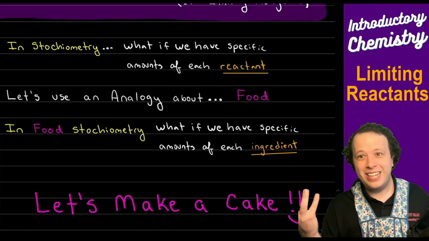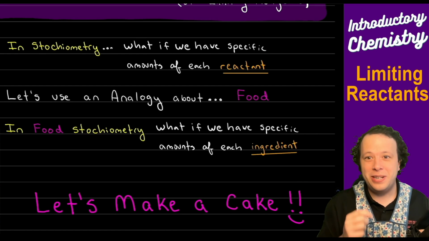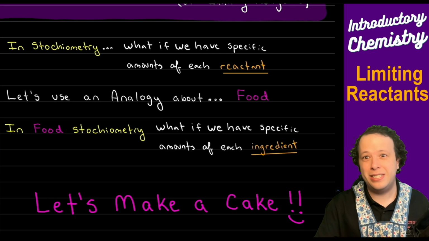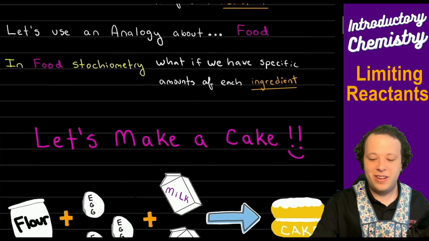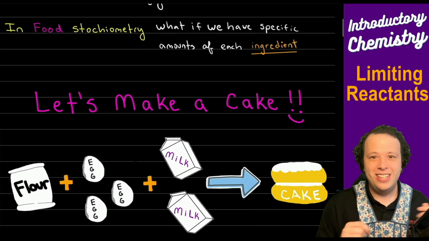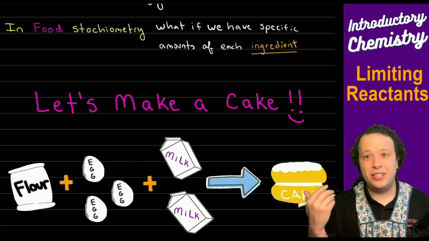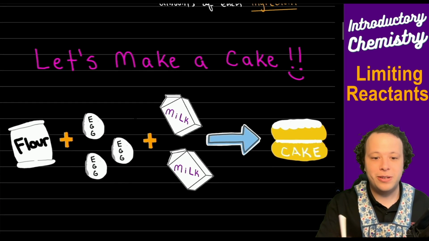So let's make a cake. Let's go through that entire process and see how we can relate different chemical reactants to something as simple as making food, which all of us do on a regular basis. If I have a cake recipe, let's say I have the following one: one flour is going to be mixed with 3 eggs and 2 milk, and that's going to create one cake. And this is very similar to a chemical reaction.